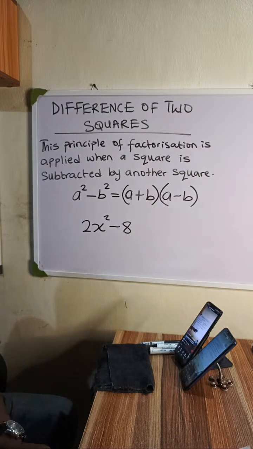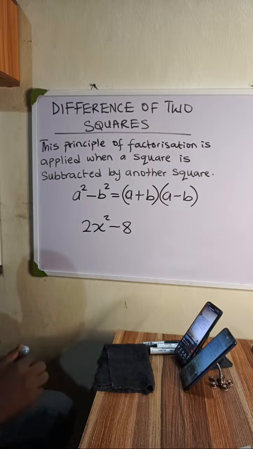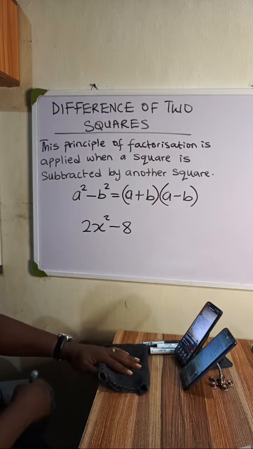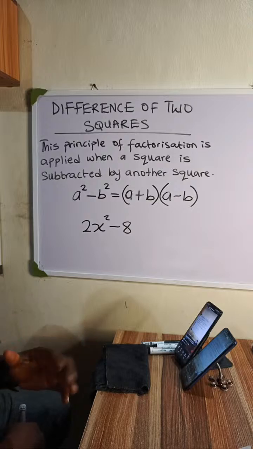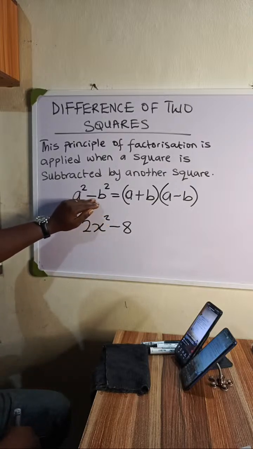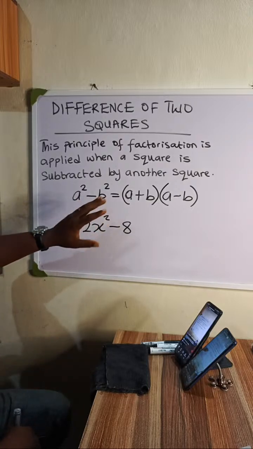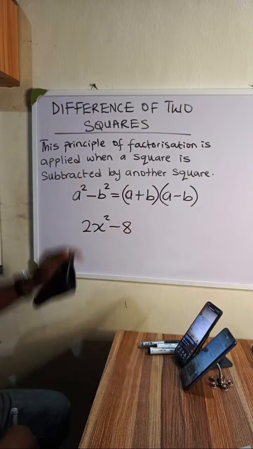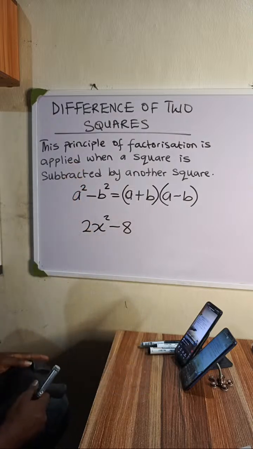2x squared minus 8. Okay, so we are going to look at some examples where this method can be applied. So let's go ahead.